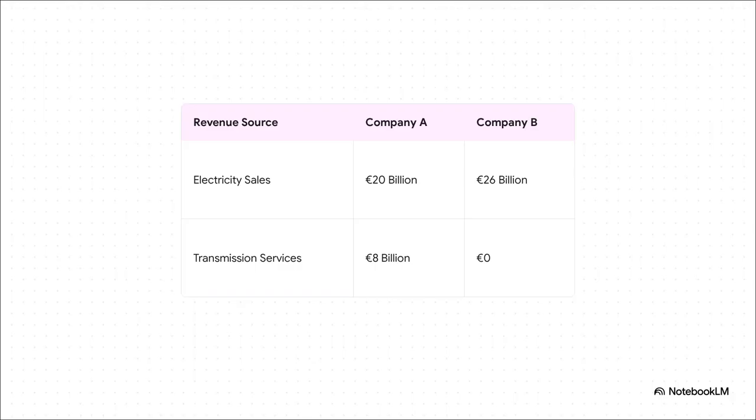And this table just illustrates that point perfectly. Take a look at these two electric utility companies. Company A makes money from selling electricity and from transmission services. But Company B, they only sell electricity. So a sustainability metric about, say, the efficiency of transmission lines is super important, financially material for Company A. But for Company B, it's completely irrelevant. Same industry, totally different realities.